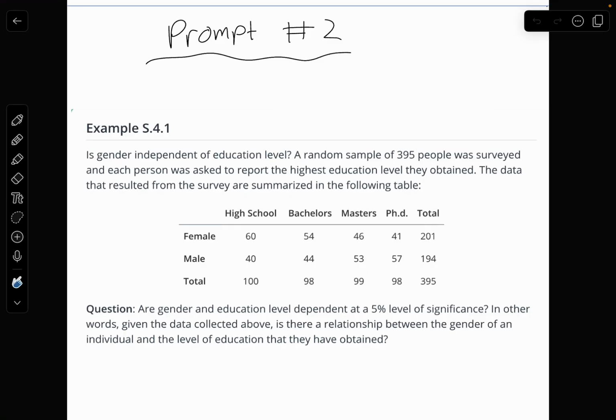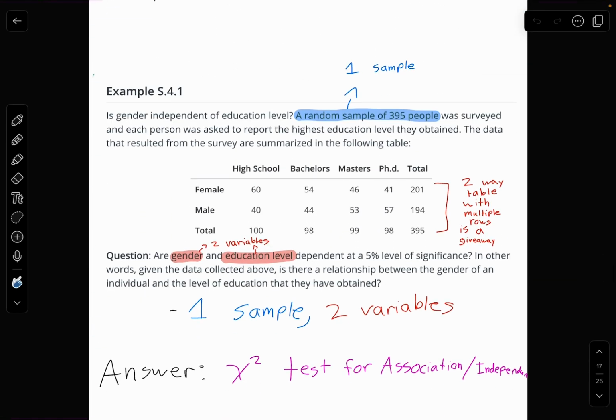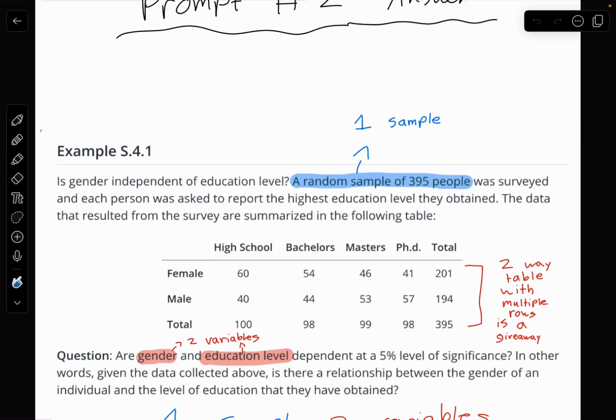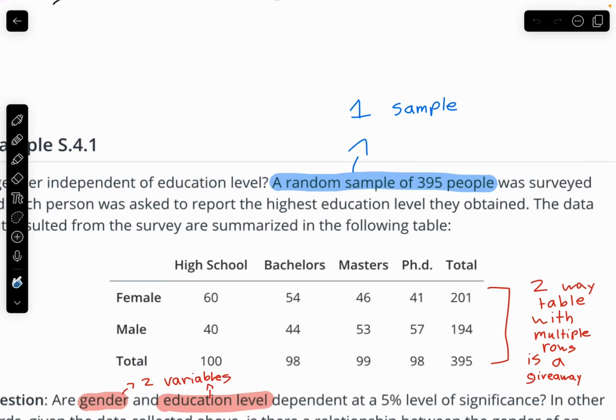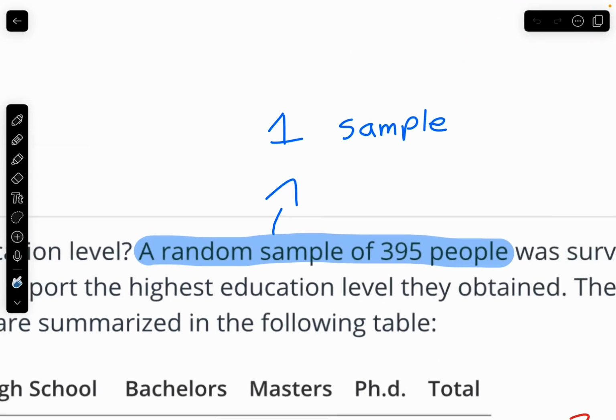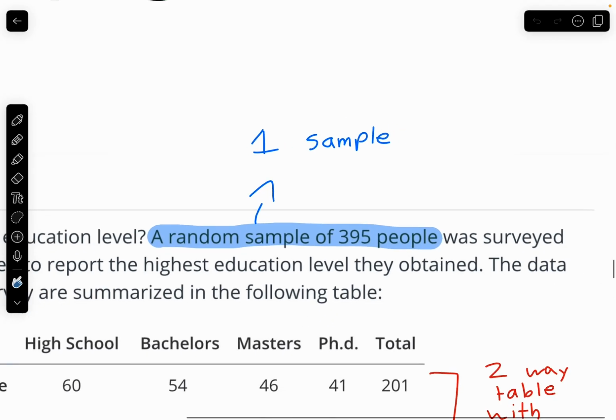All right, the answer to prompt number 2 is a chi-square test for association/independence. So, the second sentence says a random sample of 395 people was surveyed. That is one sample, a random sample that I've been pointing out. We already knocked off homogeneity, so we have two options now: association/independence and goodness of fit test.